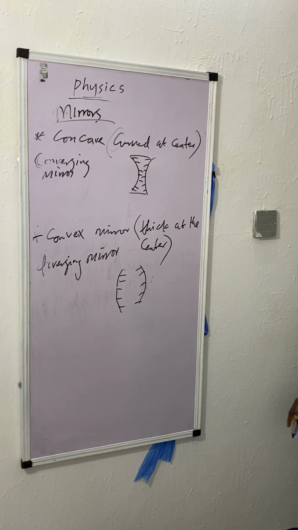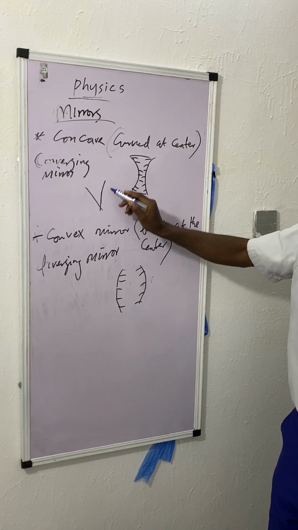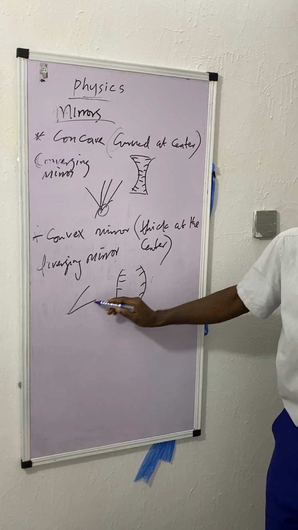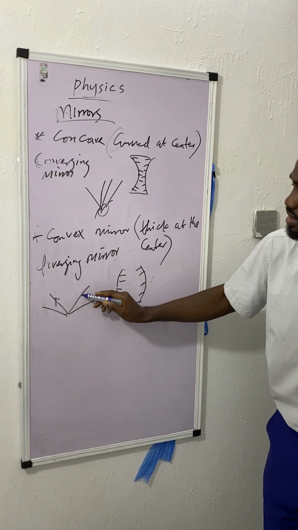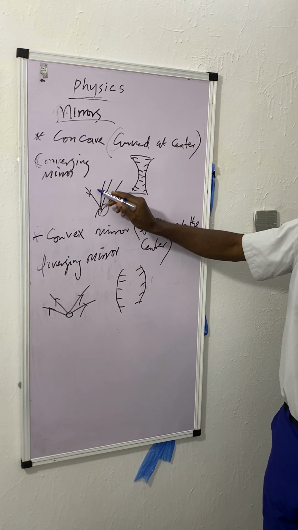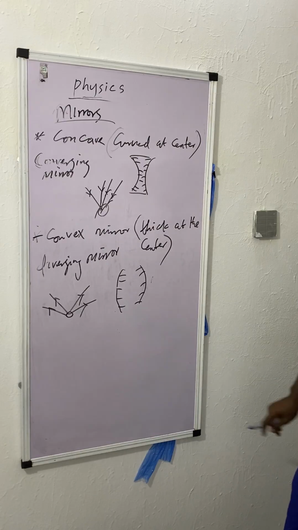Okay, what's the meaning of converging mirror? Bringing light rays together, right? That's converge. Diverging is what? Spreading light rays. Okay, this is the direction. Spreading light rays. This one is converging, bringing it together. You can see.